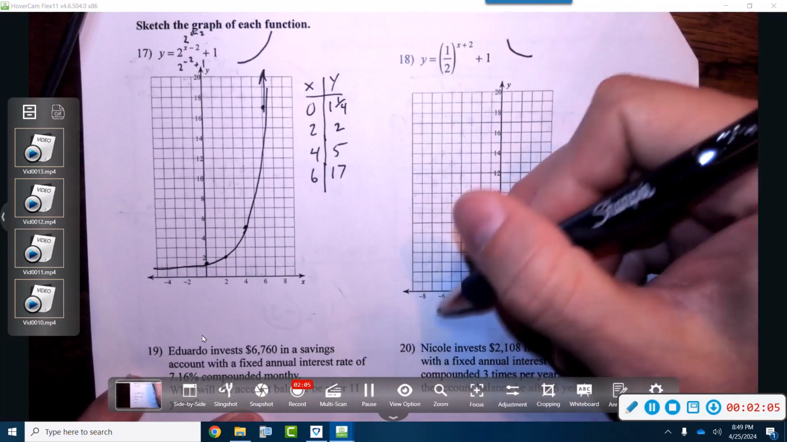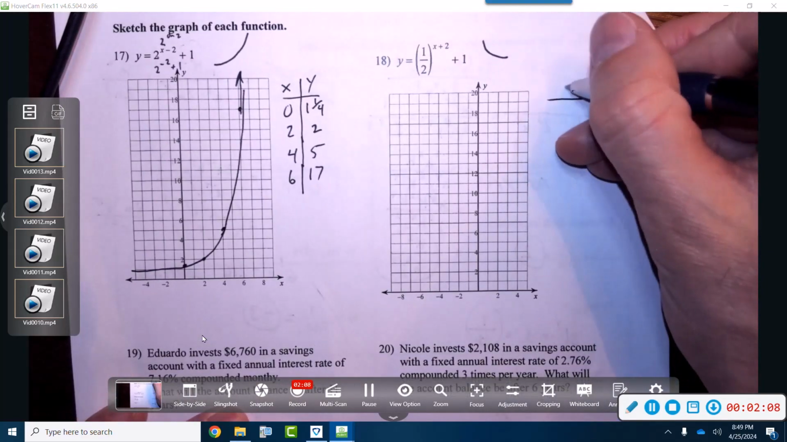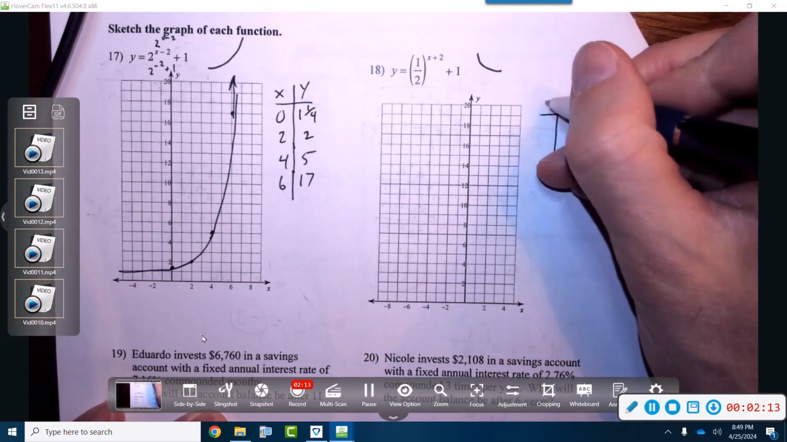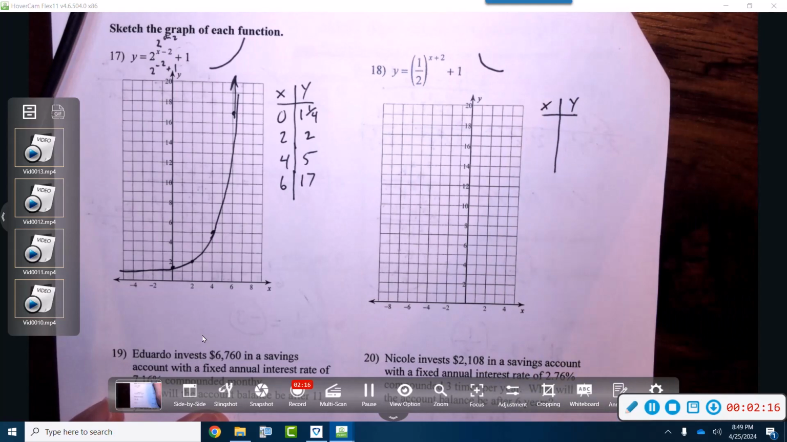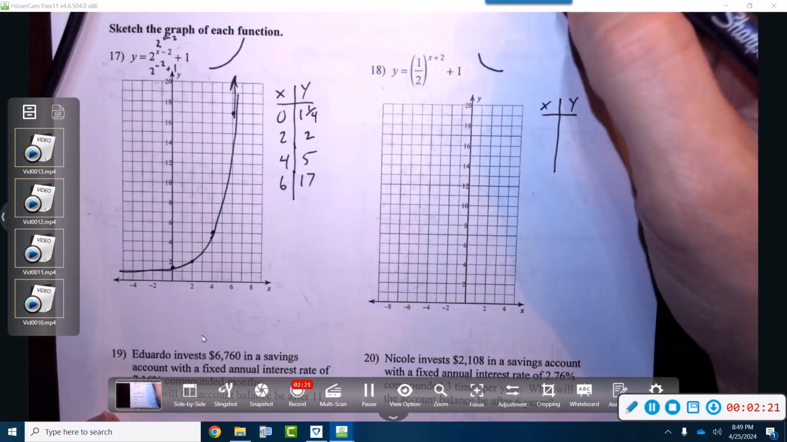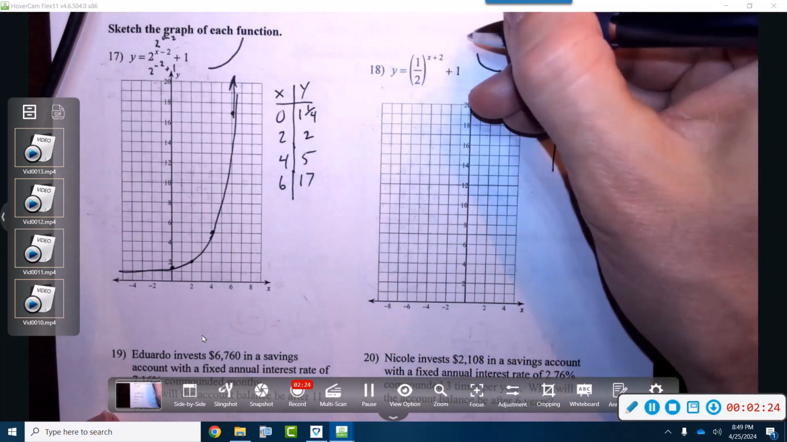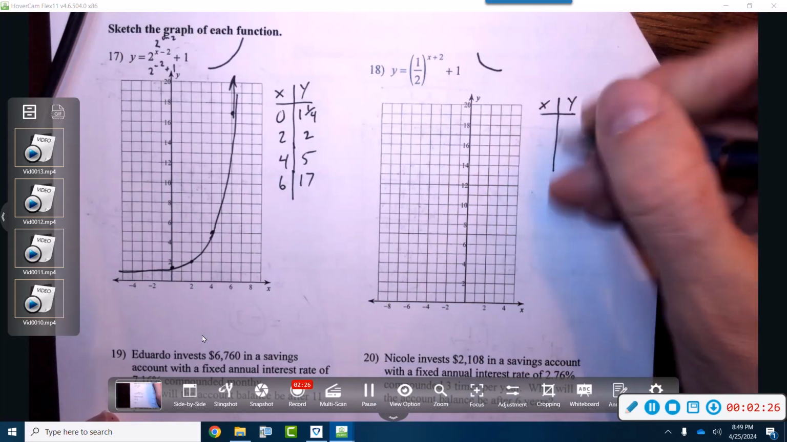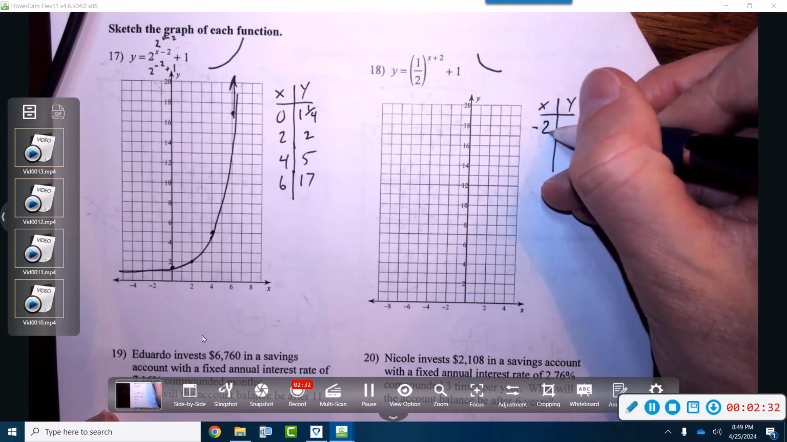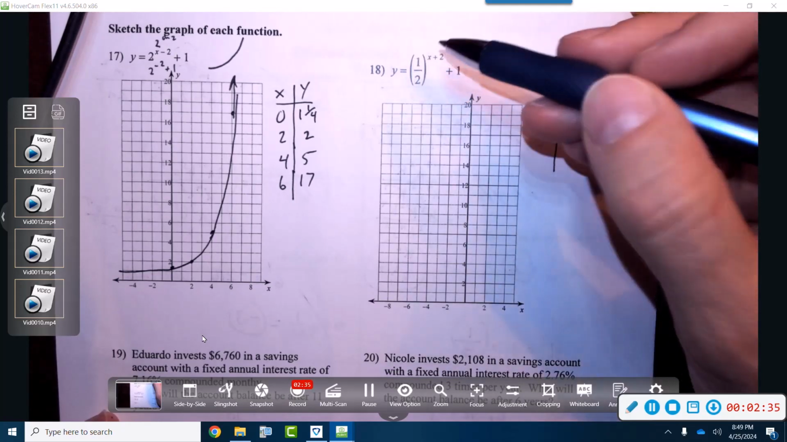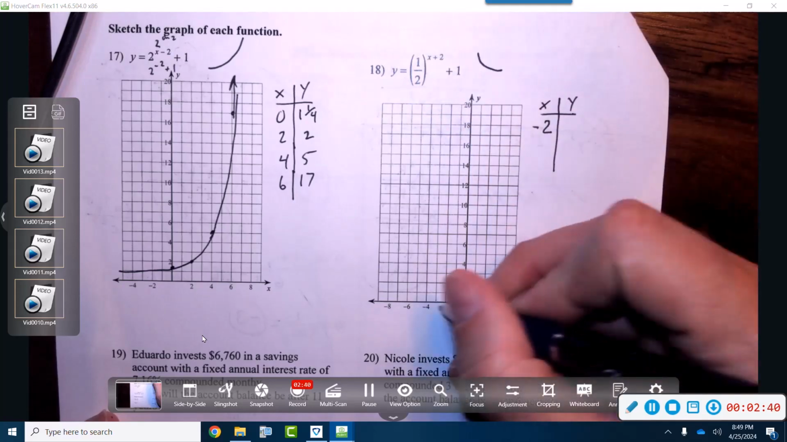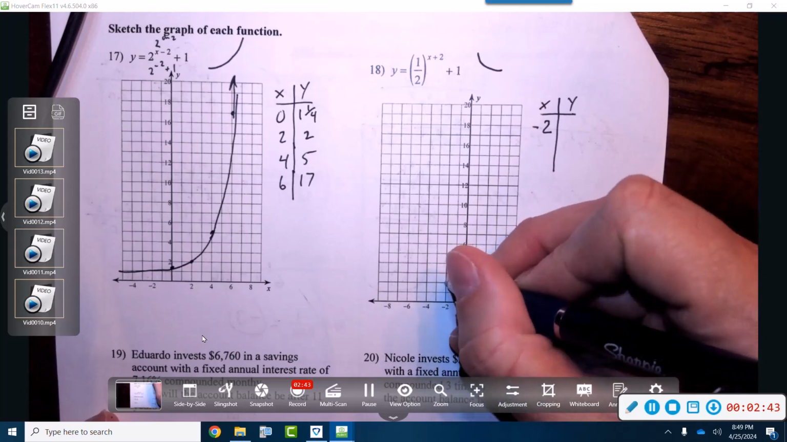This one is decaying. He's going to go to the left 2, but up 1. He's going to decay, so he's going to start off tall, and then he's going to come down. So let's get some numbers here. A negative exponent would actually put the 2 back on top. Let's just start with 0, so that we get negative 2 in there. Negative 2 plus 2 is 0. 1/2 to the 0 power is just 1. 1 plus 1 is 2. So at negative 2, it's actually 2.